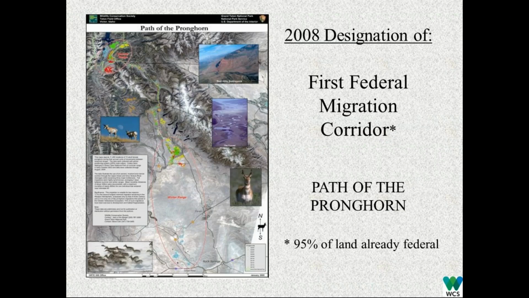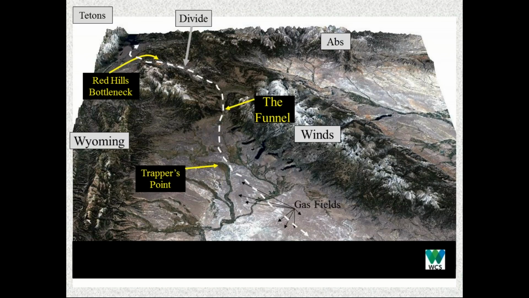And what happened as a result of this in 2008, we had the designation of the first federal migration corridor in U.S. history, and that was the path of the pronghorn. And a little bit of commentary here, we're 10 years past that, and to date, this is still the only federally designated migration corridor. And so we think this can serve as a model of how we may be able to achieve similar outcomes in other areas. In addition to the fact that the migration corridor was well defined and invariant, it was also nice that in this case, 95% of the land that the pronghorn were traversing was already under federal management. So that lent itself well to protecting this corridor.